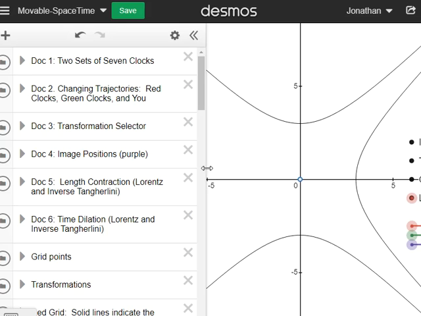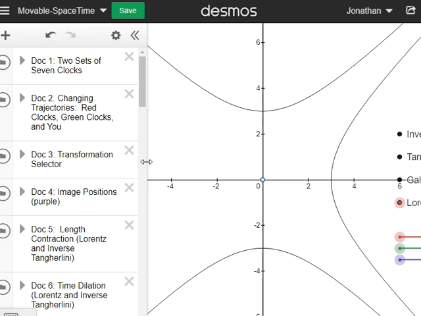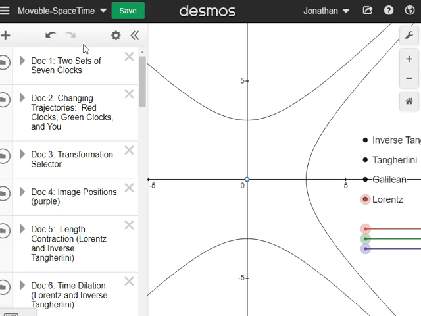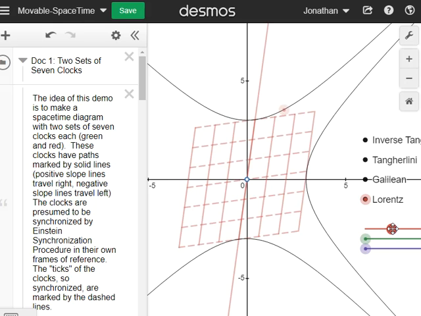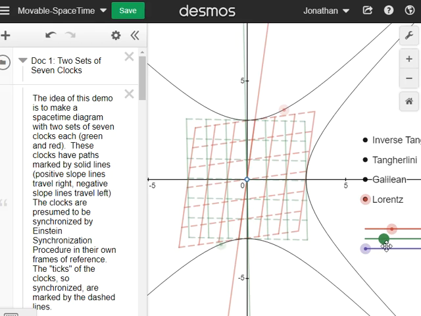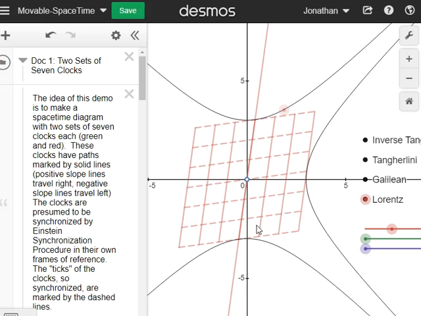Hello, I am going to run through a quick description of this demonstration, and we're going to start up here with Doc 1, or Documentation 1, Part 1. The idea of this demo is to make a space-time diagram with two sets of 7 clocks. We've got a set of red clocks and a set of green clocks, and these clocks have paths marked by solid lines going forward in time.